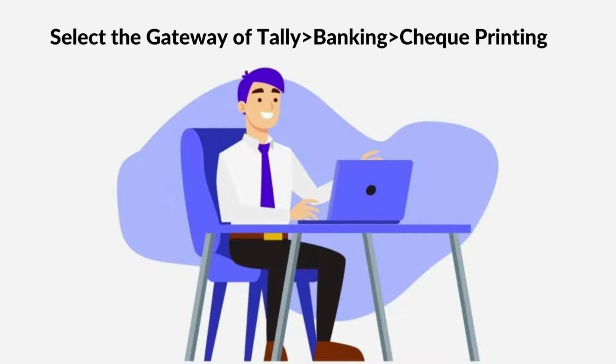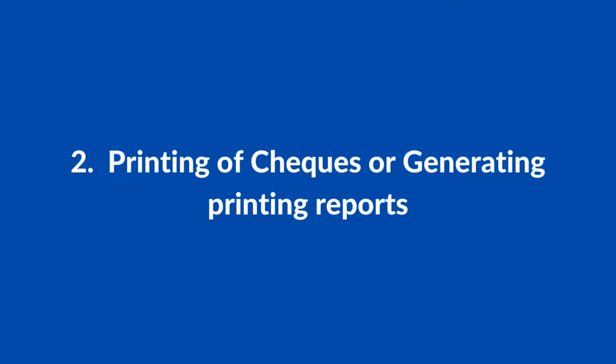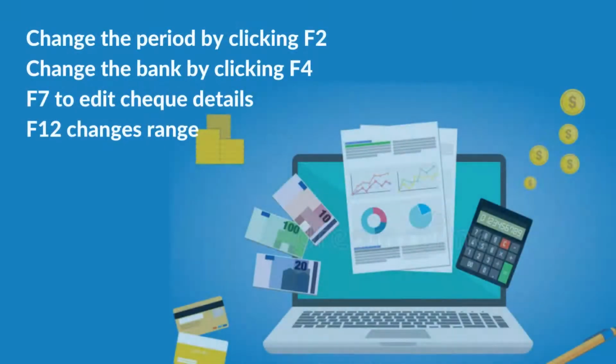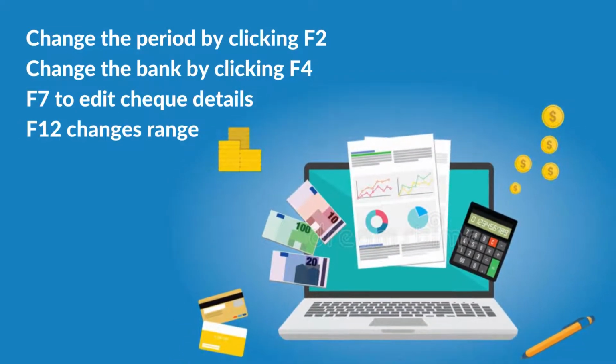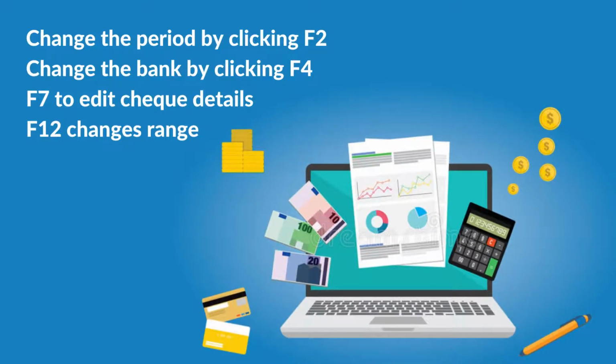The bank which has not been configured for check printing settings will not be reflected in the check printing screen. Thus, it is essential to configure the bank for check printing through ledger alteration. The check printing screen can be altered for presentation by selecting the following options. You can choose the required row from the list to open the voucher in alteration mode. You can also change the period by clicking F2. F4 allows you to change and select that bank from the list available.